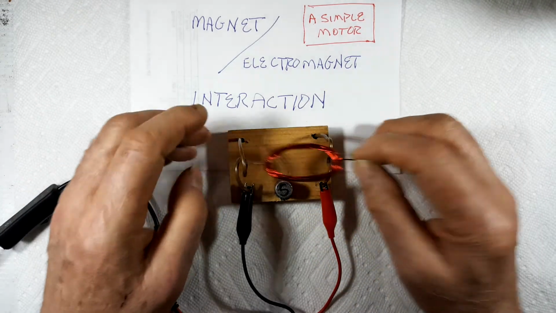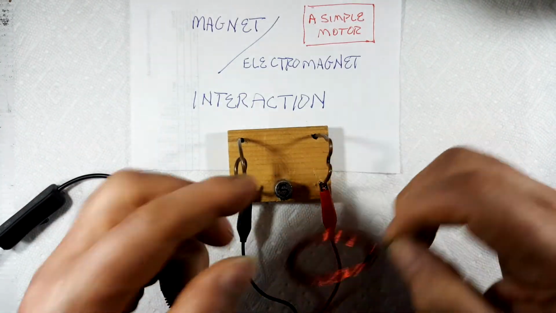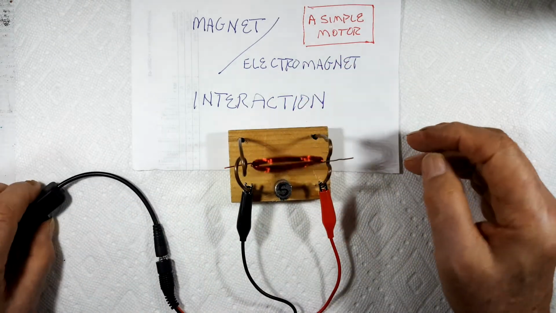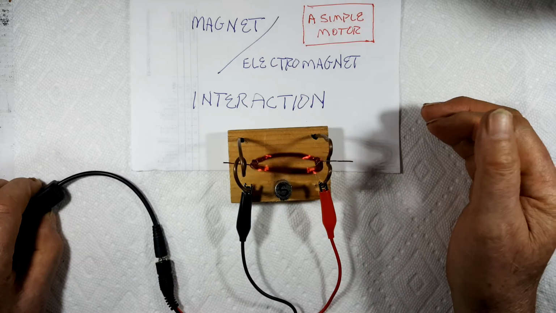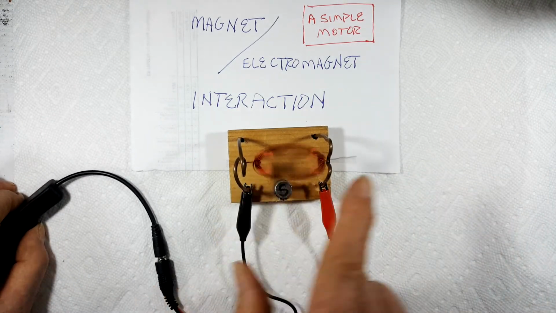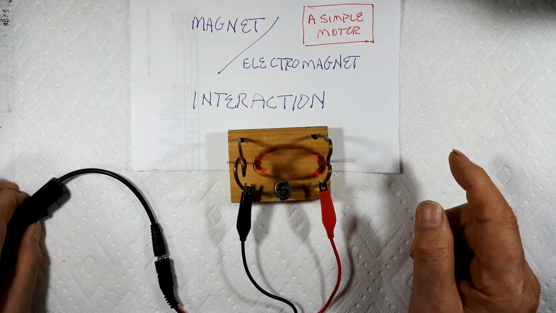it turns this way. Now, when I change the polarity, I could either switch the wires or turn this around the other direction. It rotates in the other direction because the polarity or the flow is changed and the direction changes.